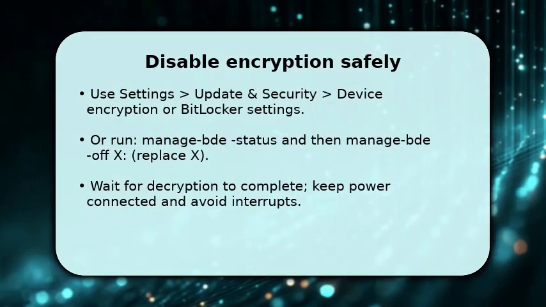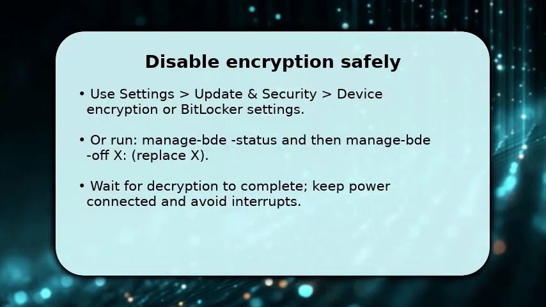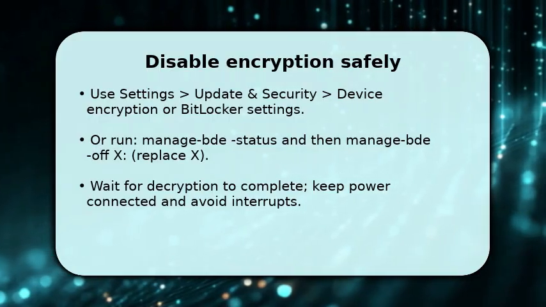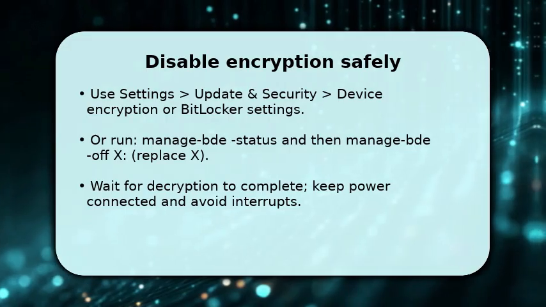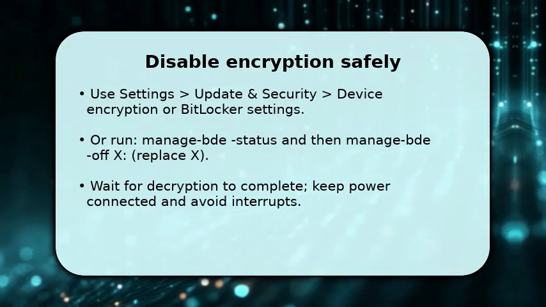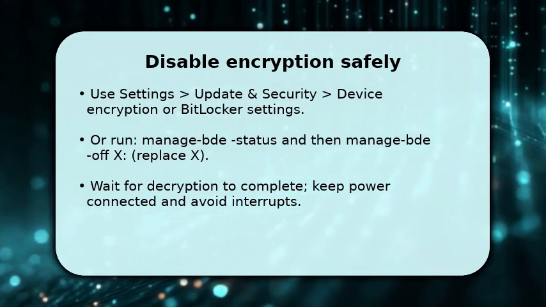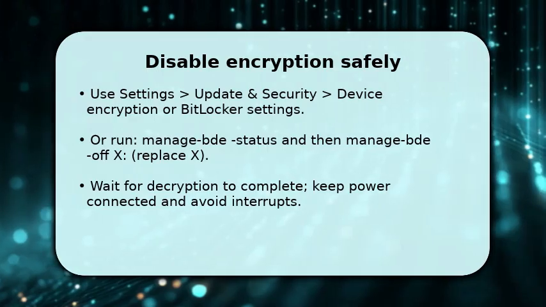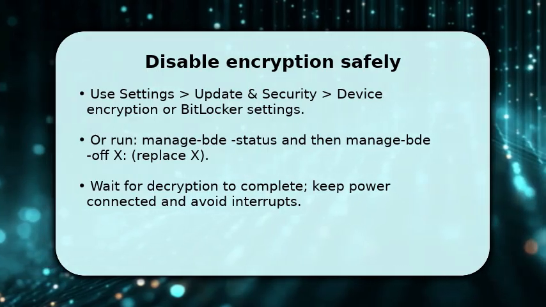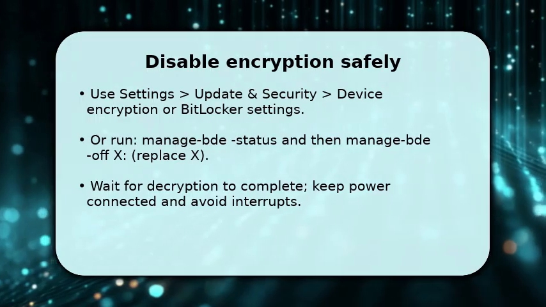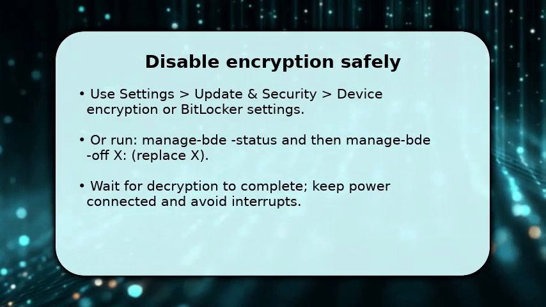Once you're in the right environment, open BitLocker Management in Settings or run manage-bde -status to confirm the drive is encrypted. If it is, run manage-bde -off X, using the drive letter. This initiates decryption. Alternatively, use Control Panel BitLocker Drive Encryption and click Turn off BitLocker, then confirm.